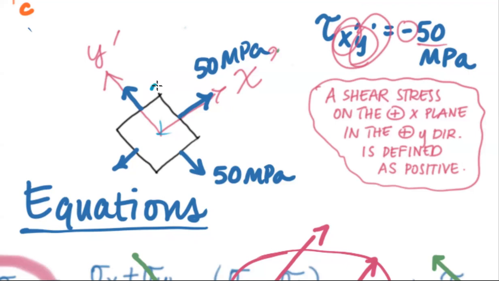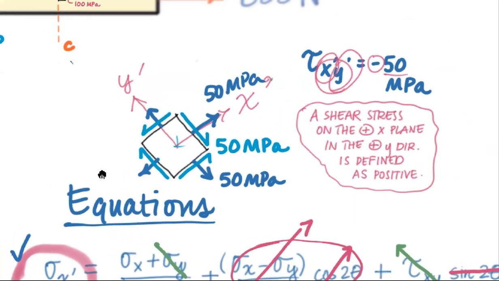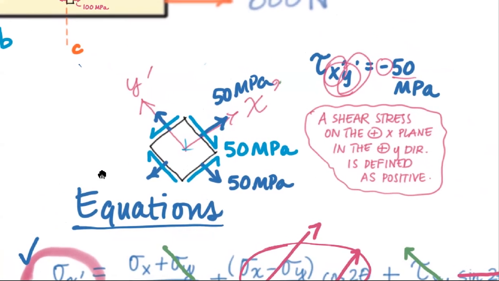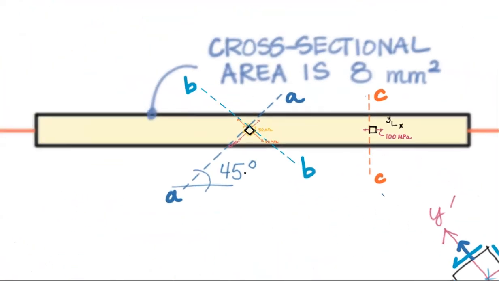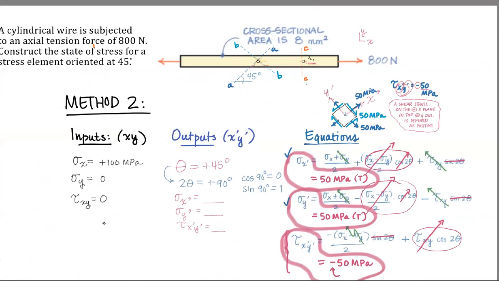Here's my x prime face right there. My negative shear stress goes down like that. Once you have one, you can find the others. That one, that one, that one, and that one, magnitude 50. Take a close look at that. We get the same answers as our manual method, which I left right here. Should look familiar. Sorry, it's all pixelated now, but it's still there. All right, so that's method two.